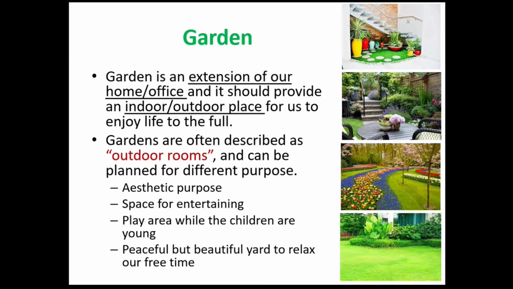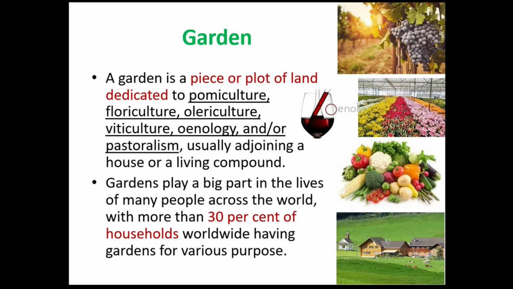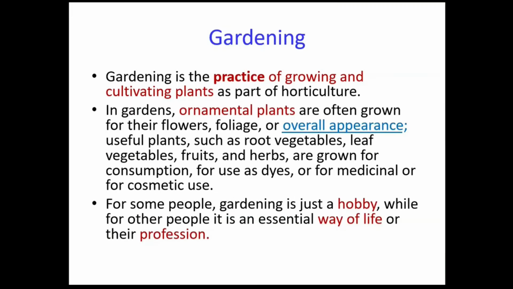For garden purposes, they use those types of species. But if it's really important, some endemic, localized species which are really beautiful and have some economic or ecological value will also be grown. That's why the practice of gardening is very important. Gardening is the practice of growing and cultivating plants as part of horticulture. In a garden, generally ornamental plants are grown.